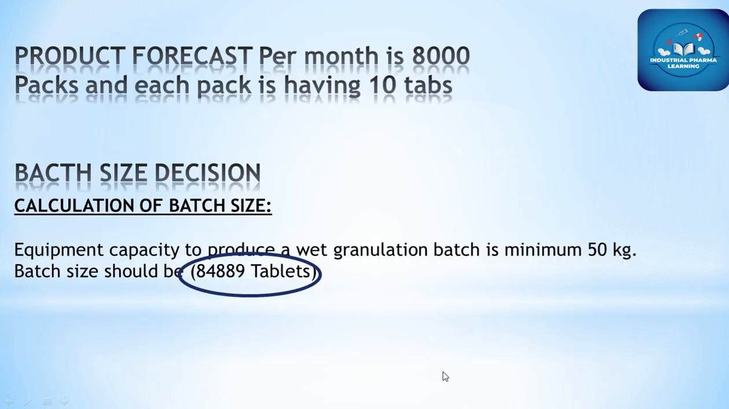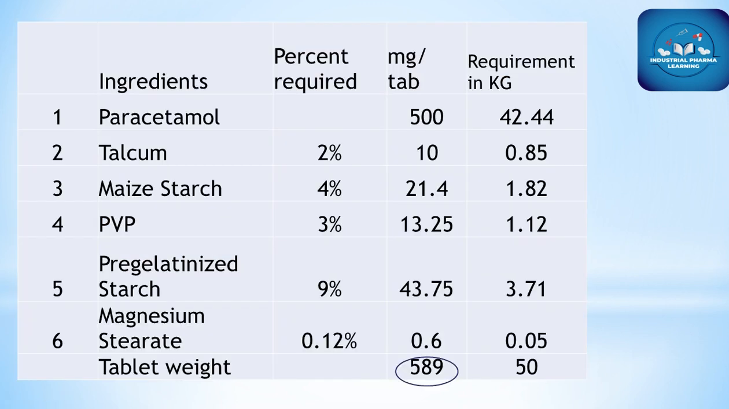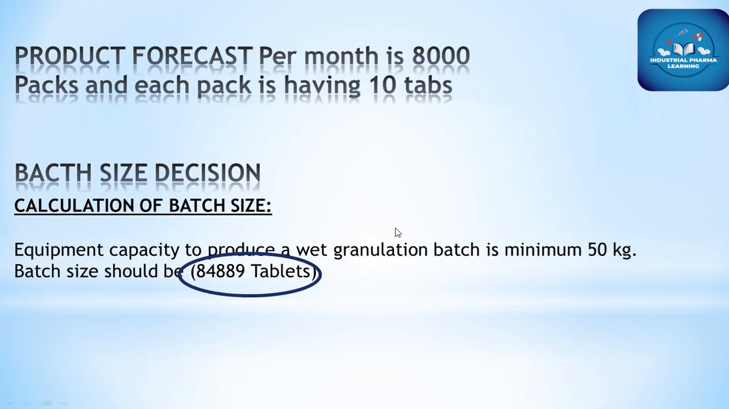Now the equipment capacity is that you can produce a minimum of 50 kg. So what you need to do is multiply 50 kg by 1000 two times and then divide by 589. You will get this value, 84,889 tablets.